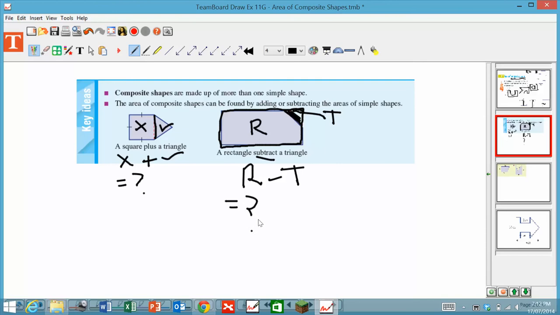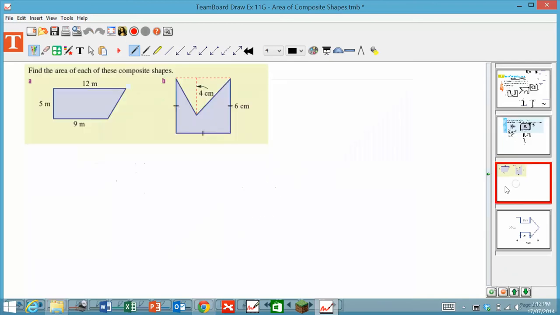These aren't overly difficult, but you do have to look at them and plan what you have to do. You're going to have to do more than one calculation for each one. Here, like I said, you're going to have to do three calculations all up by the time you add them together. Same here. Work that out, work your triangle out, and then do a subtraction to get your answer. So you have to do multiple things to get your answer. So let's have a look at this first question. Find the area of these composite shapes.